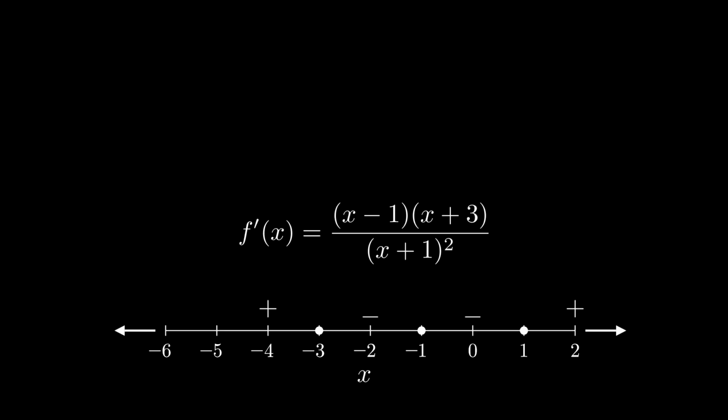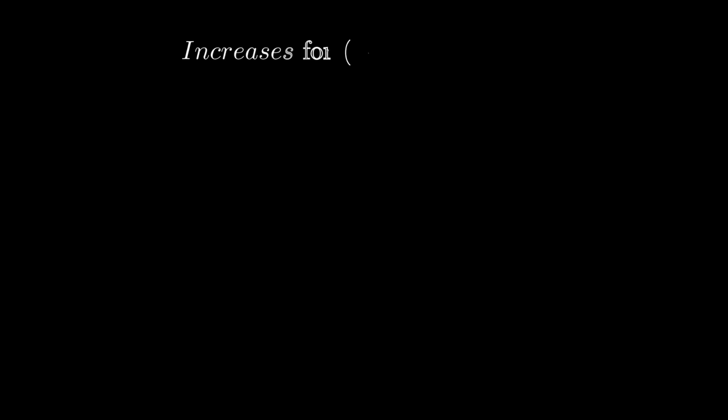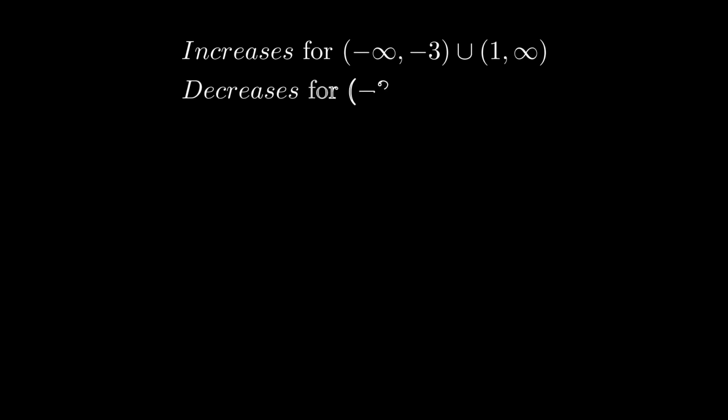Now let's plug in a value between negative 1 and 1. So let's plug in 0, and then we get a negative number. Now let's plug in a value greater than 1. If we plug in 2, we get a positive number. And this means that the function increases to the left of negative 3 and to the right of 1, but it's decreasing from negative 3 to negative 1 and from negative 1 to 1.